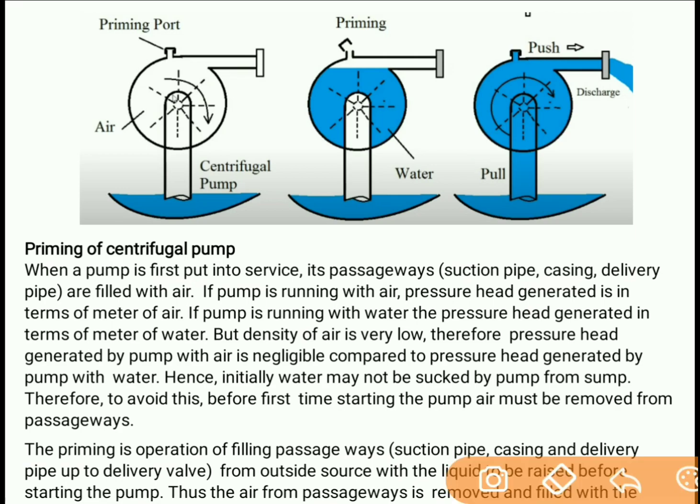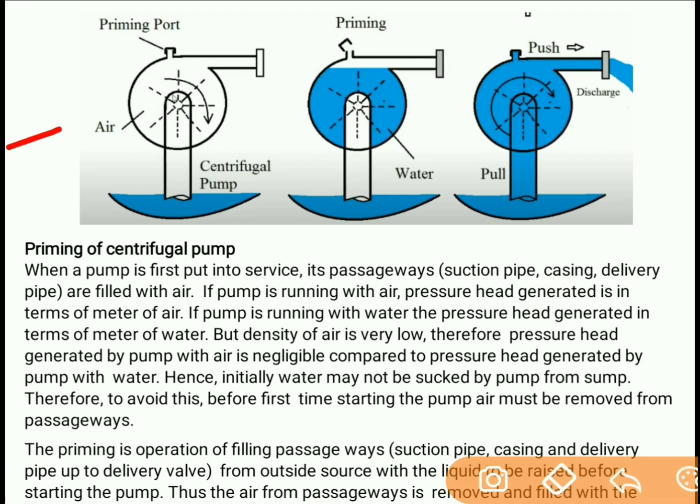Now the amount of push which is at the end of the discharge is proportional to the amount of pull. So as the push is proportional to the pull, you can say that the centrifugal pump is normally working in such a way that the amount of water which is pushed to the discharge is proportional to the amount of water which is sucked inside the centrifugal pump through the suction pipe.